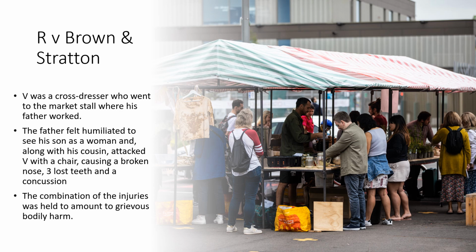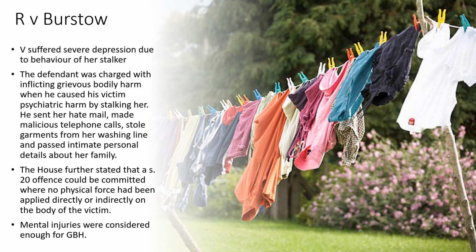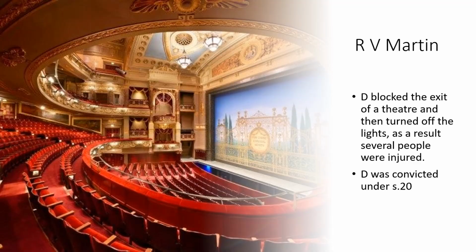In Brown and Stratton, we have a victim who was a cross-dresser who went to the market store where his father worked. Now, the father felt humiliated to see his son as a woman, and along with his cousin, attacked the victim with a chair, causing a broken nose, 3 lost teeth, and a concussion. Now, the combination of the injuries here is held to amount to grievous bodily harm. So what we got there is several lots of ABH, if you like, could be considered GBH. Again, in Burstow, mental injuries were considered enough for GBH in this case.